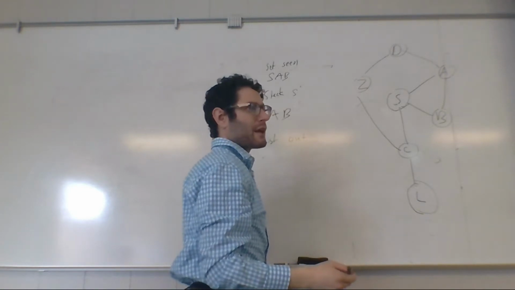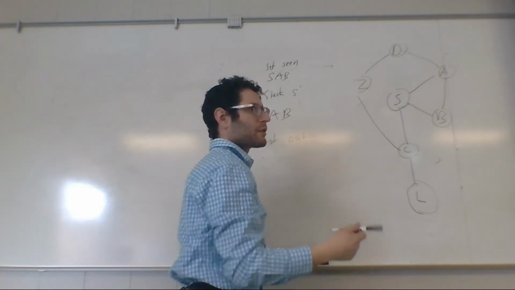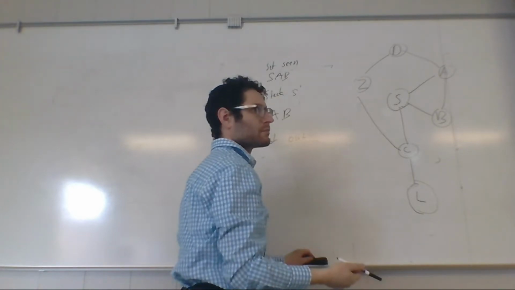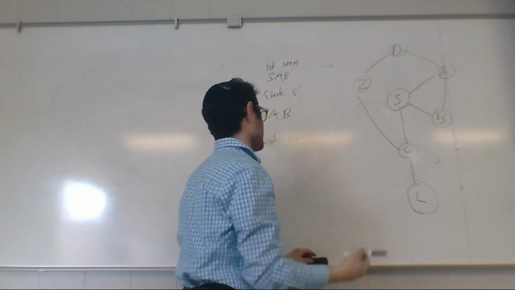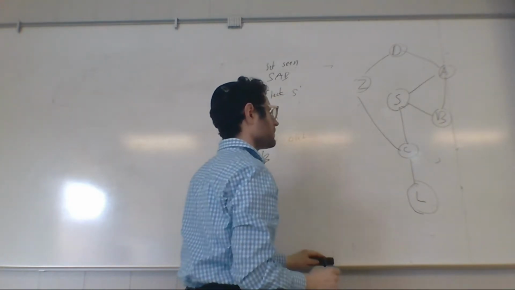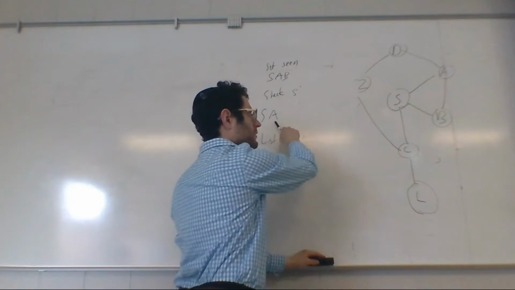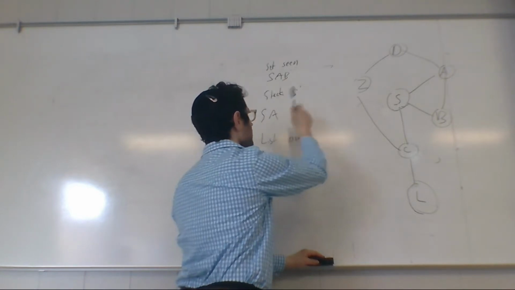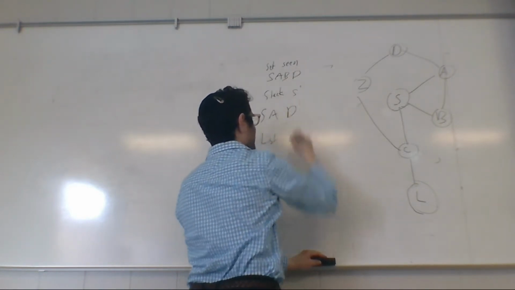Does B have any new neighbors? No, it doesn't. So what do we need to do? Backtrack. So we pop off B. Okay, now we're at A. Choose one of A's neighbors. Are we at a dead end yet? Nope, we can go to D. So we add D to the stack.